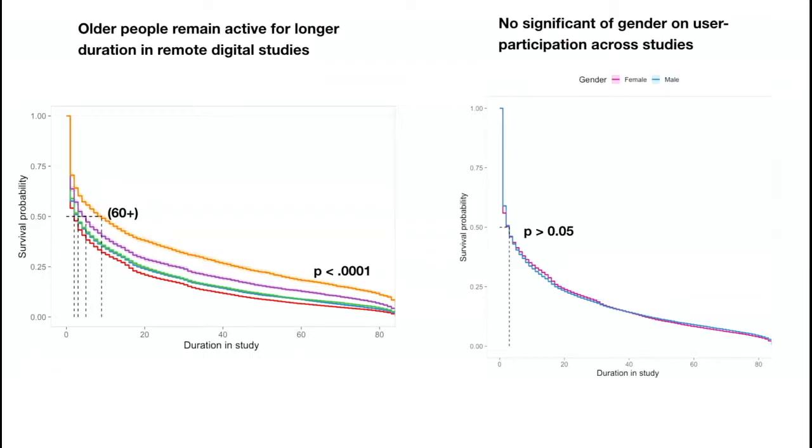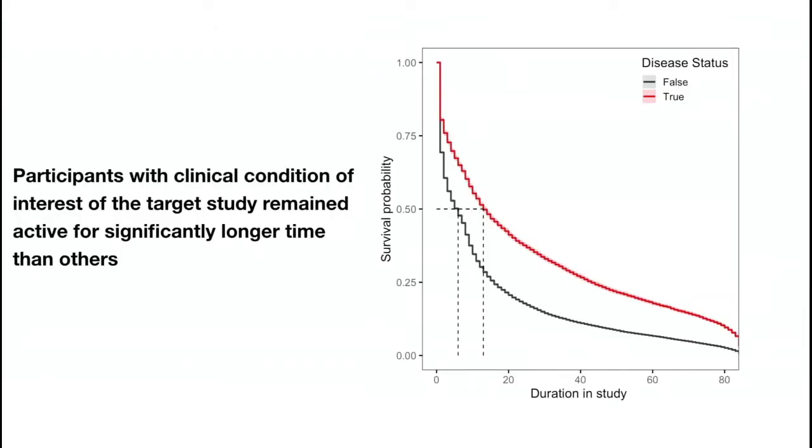And by the way, I'm sorry I did not introduce the X and Y axis here. The X axis is the day in the study for the first 12 weeks, 3 months. And the Y axis is the survival probability, or percentage of the cohort that remained active in the study. People with a clinical condition of interest to the study, so if I'm in an asthma study and I'm recruiting people with asthma, are active in the study for significantly longer than the controls.